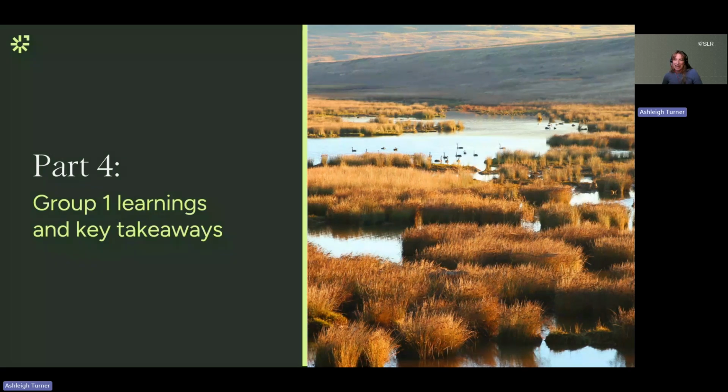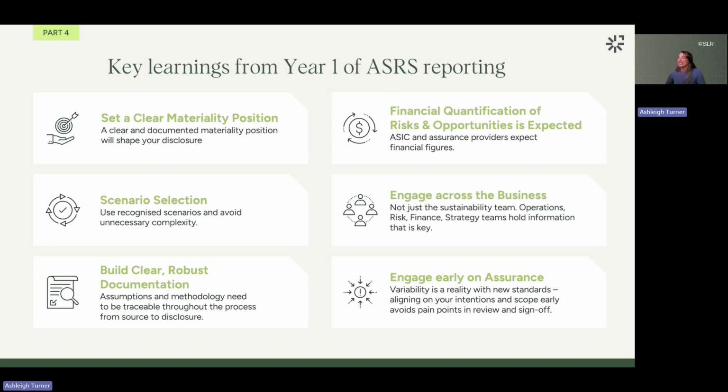So following that example, to close, we're getting close to time, I want to share just what we've learned from Group 1 reporting, particularly around scenario analysis. So there's 6 main learnings. So firstly, setting a clear materiality position. So your materiality position is shaping everything, every decision in your disclosure.